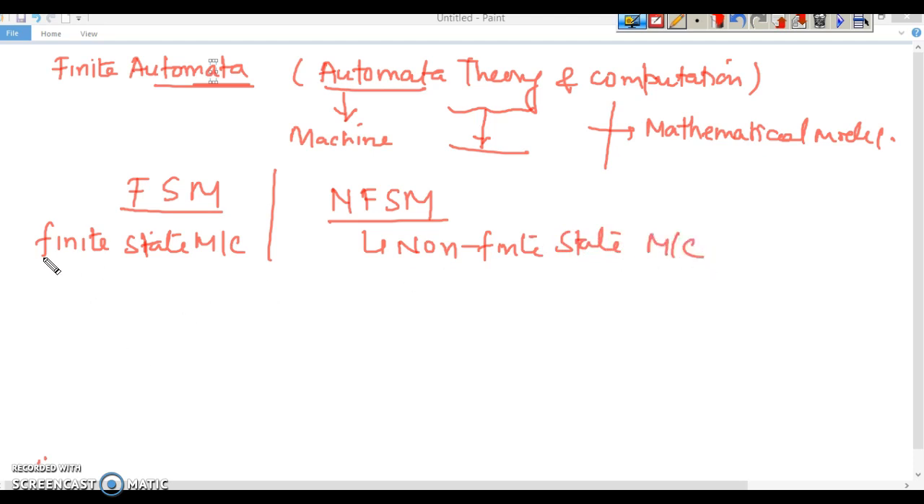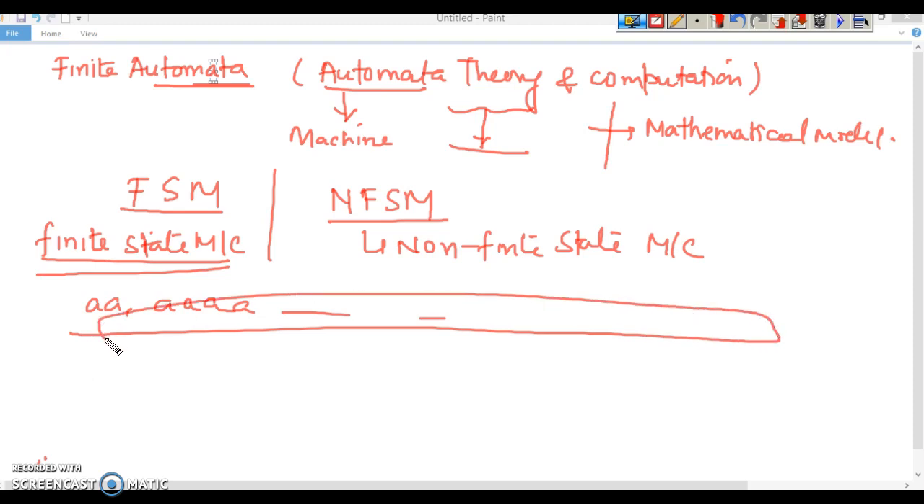So what is a finite state machine? It converts infinite input into finite. Consider I tell you to design a machine which can accept an even number of A's. Even number of A's means you can give 2 A's, 4 A's, 6 A's, up to 1000 A's, 2000, 1 crore, whatever. This is the infinite input, and we are converting it to a finite form to accept it. That is called a finite state machine.